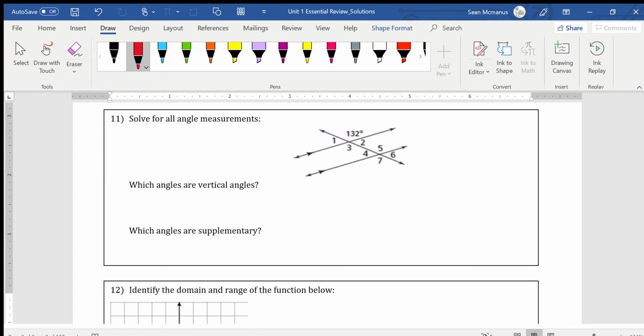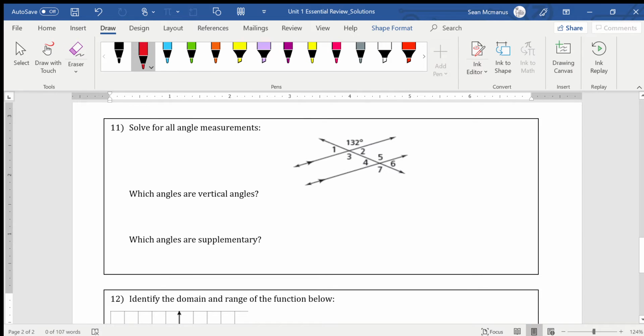Okay, we got our last video with the last two for our Unit 1 Essential Review, number 11 and number 12. So number 11 asks me, solve for all angle measurements. So this is fortunate. It doesn't have any variables in there, at least not yet. That'll happen later, I think.